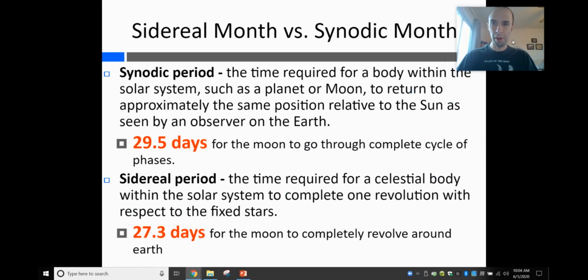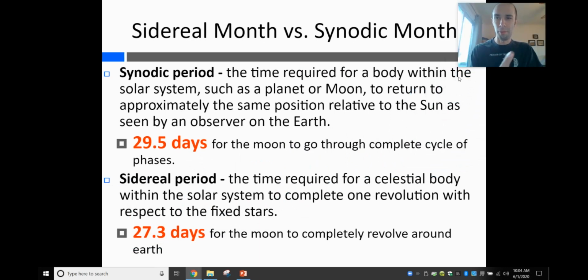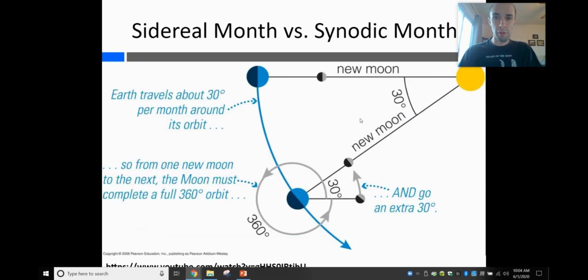Now, you might be saying, well, what about that whole 27.3 days thing? I thought it only took 27.3 days to go around the earth. So why isn't it 27.3 days? Well, there's a difference between what we call a synodic period and a sidereal period. Sidereal period is the time it takes to revolve around the earth. Synodic is the time required for everything to line up relative to the sun. And remember, the sun is important in this whole picture because that's what's giving the light for the phase. So here's how it works.